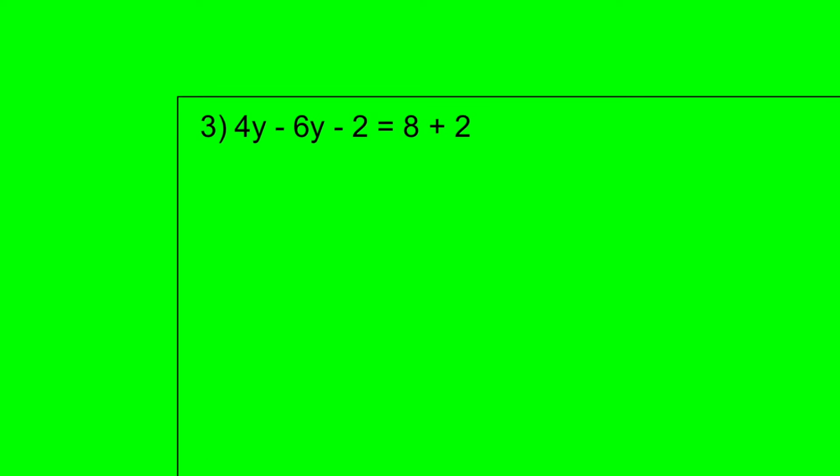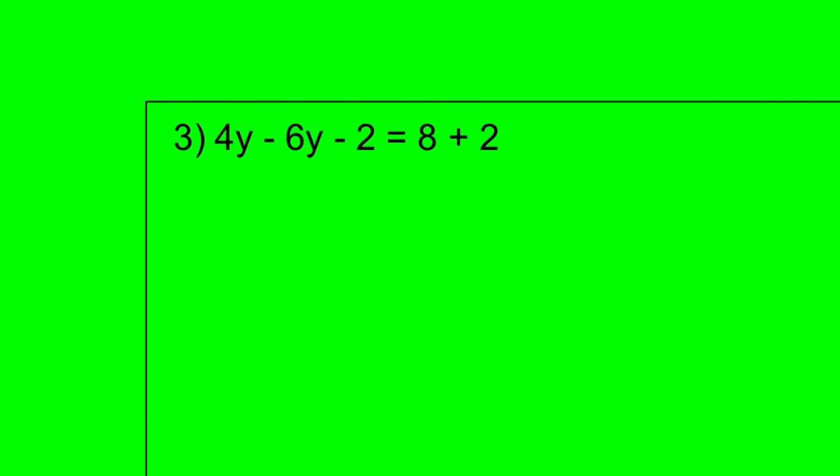Okay, same thing here. Check this out. Now we've got 4y minus 6y minus 2 equals 8 plus 2. Well, on this side of the equal sign, I have like terms 4y and negative 6y. Remember, the sign in front of the term goes with the term. Well, that makes negative 2y. I'll make my y a little better. And I still have minus 2. And on the other side of the equal sign, I have the like terms 8 plus 2 is 10.